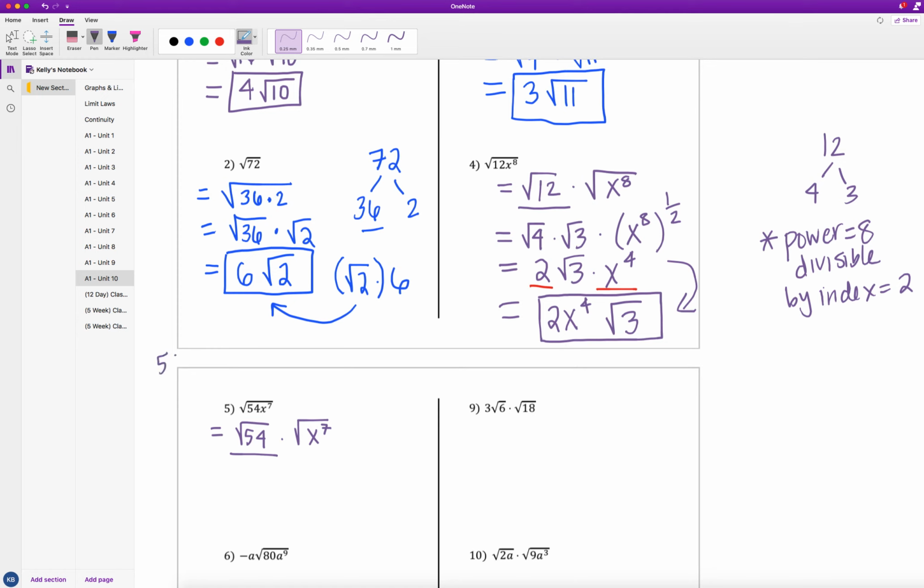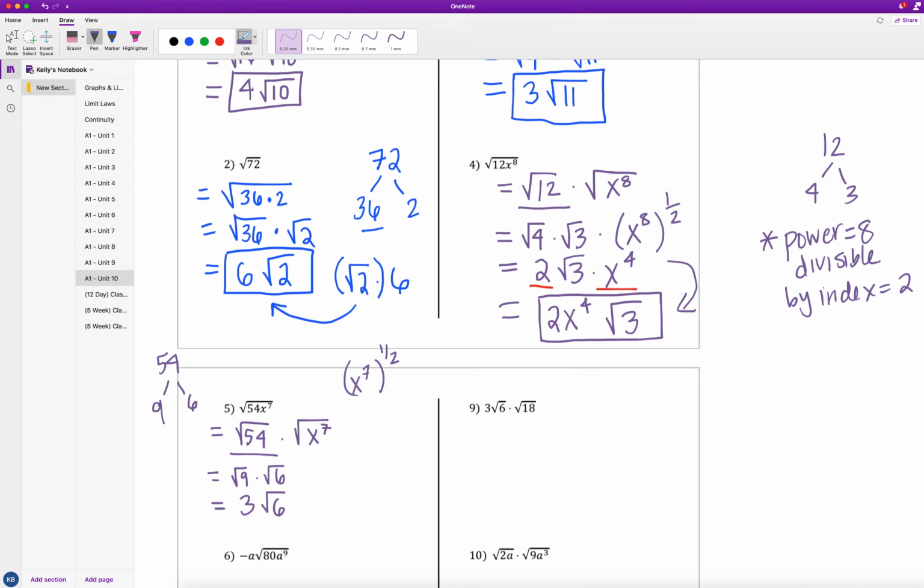Okay, let's check how we can factor 54. So there are perfect squares hidden inside. The largest perfect square is going to be 9. So I can break this apart into the square root of 9 times the square root of 6. The square root of 9 will then give us 3, and I still have the square root of 6 left over. Now for the variable piece, my exponent this time is 7. So I have a power of 7 and an index of 2. So I could rewrite this as x to the 7th to the 1/2.